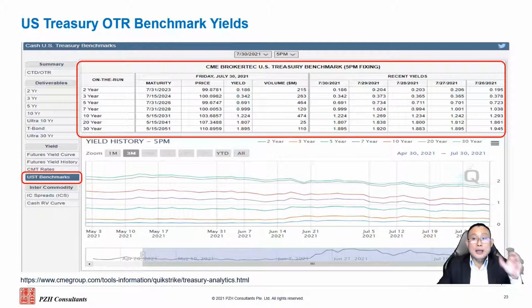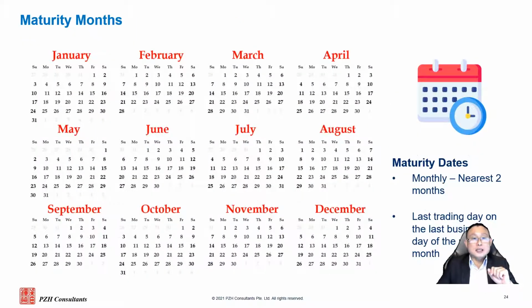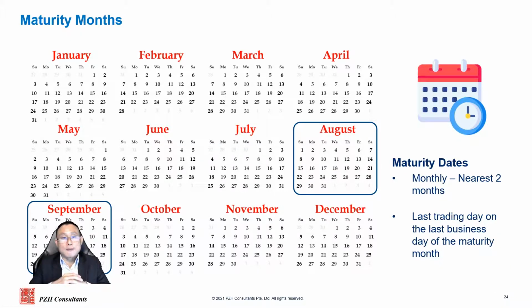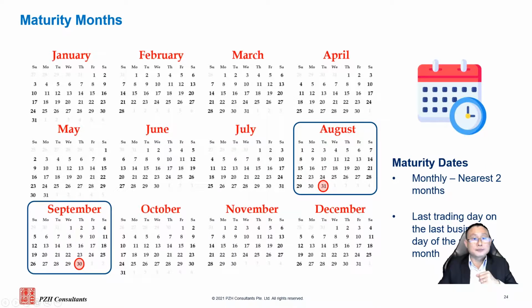Now, the next thing we have to talk about is the maturity months. For the micro yield futures, it is listed as the closest 2 months. For example, when this contract was first launched, the August and September contracts were available for trading. The last trading day of each contract is the last business day of that particular trading month. So for August, it will be the 31st, and it will be the 30th for the September contract.